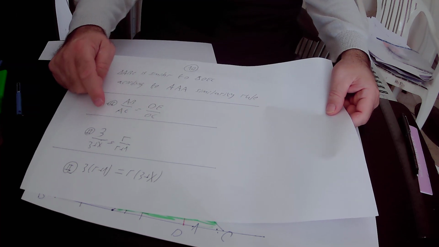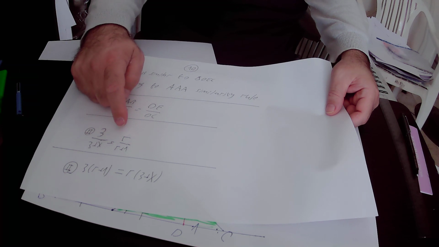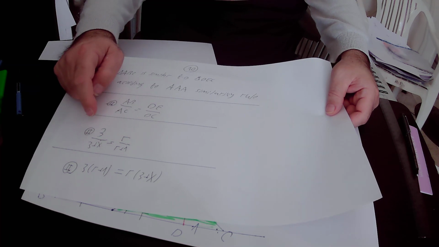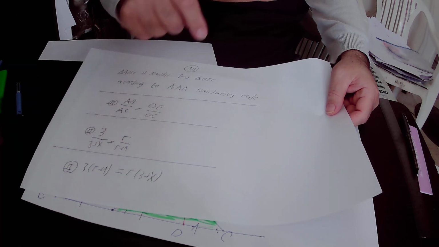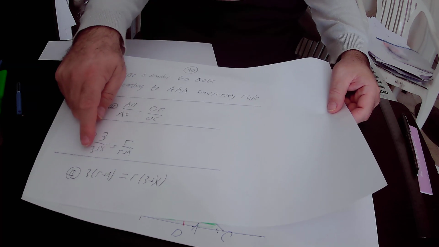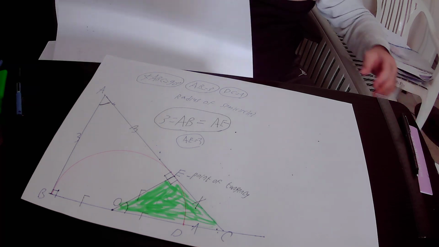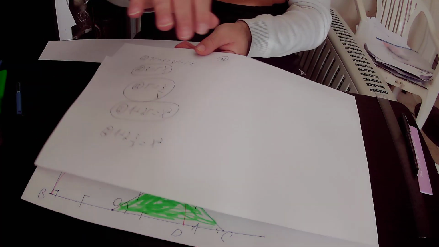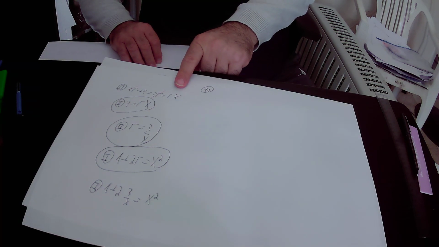So in total we got that 3 over 3 plus X equals R over R plus 1. Here we cross multiply in equation number 2, and we got that 3 times R plus 1 equals R times 3 plus X. Here we open the brackets, and we got that 3R plus 3 equals 3R plus RX.